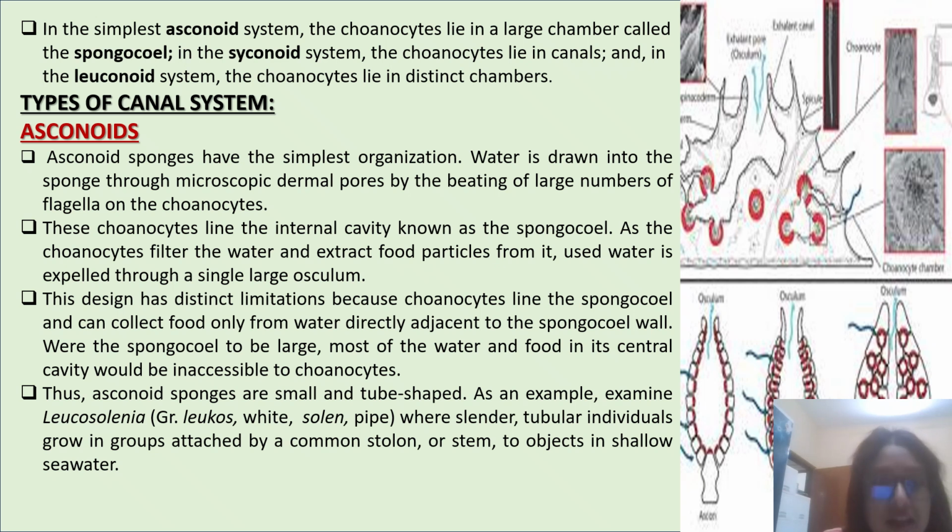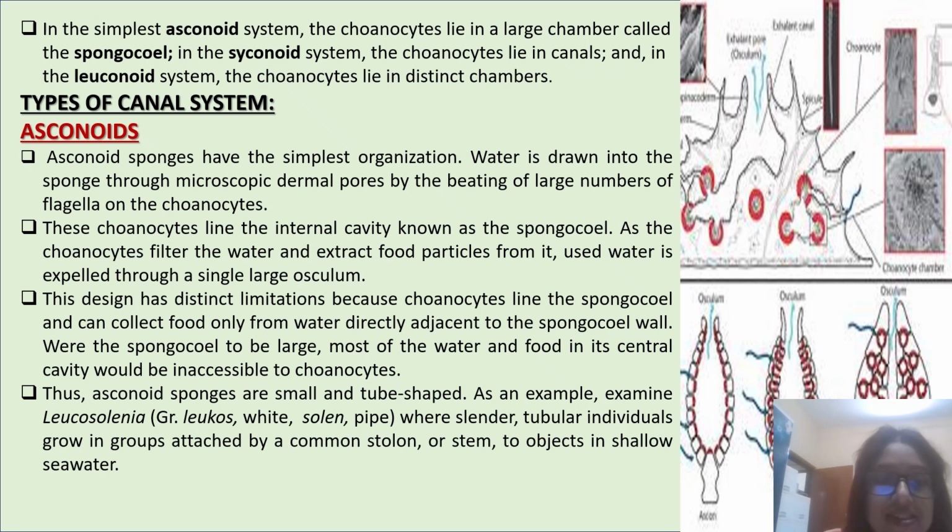Asconoid sponges have the simplest organization. Water is drawn into the sponge through microscopic dermal pores by the beating of a large number of flagella of the choanocytes. These choanocytes line the internal cavity known as the spongocele. As the choanocytes filter the water and extract food particles from it, used water is expelled through a single large osculum.